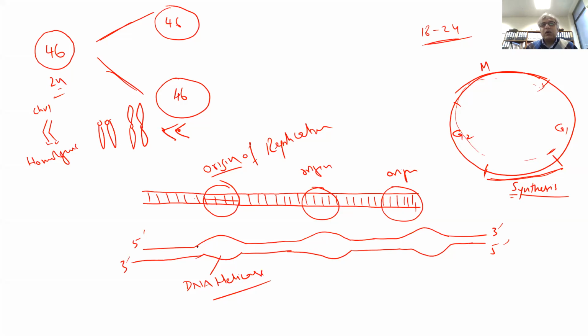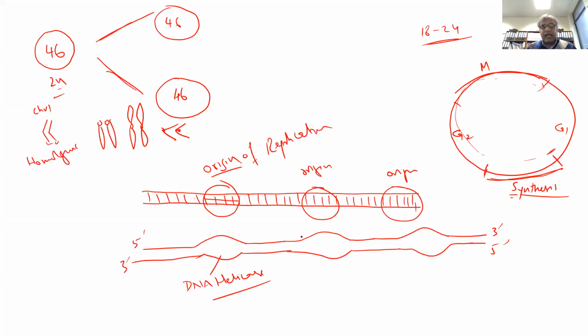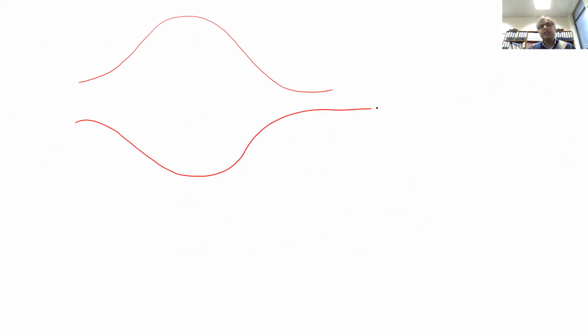Now, let's move to the next slide. I take one small chunk and zoom in. DNA is unwound, single-stranded, like this is the origin of replication. This is still the double-stranded DNA on both sides. This is 5 prime and this is 3 prime, 5 prime and 3 prime.